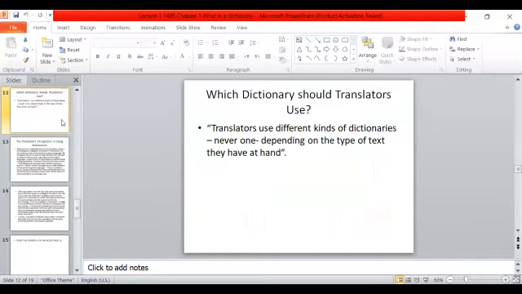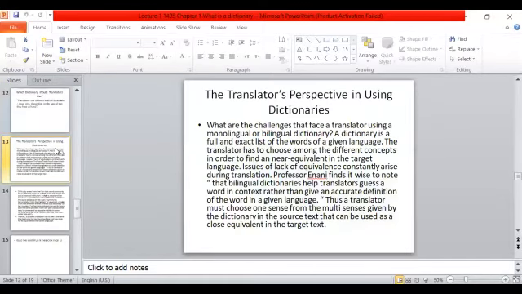Which dictionaries should translators use? Translators use different kinds of dictionaries, never one, depending on the type of text they have at hand. The translator's perspective in using dictionaries. What are the challenges that face a translator using a monolingual or bilingual dictionary? A dictionary is a full and exact list of the words of a given language. The translator has to choose among the different concepts in order to find a near equivalent in the target language. Issues of lack of equivalence constantly arise during translation.